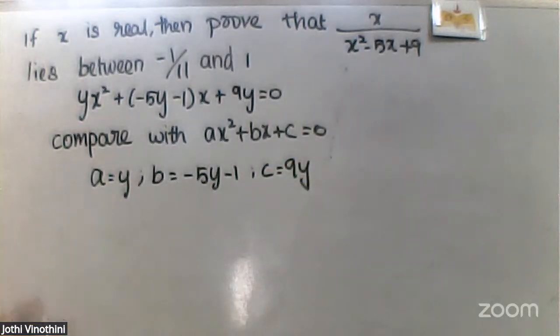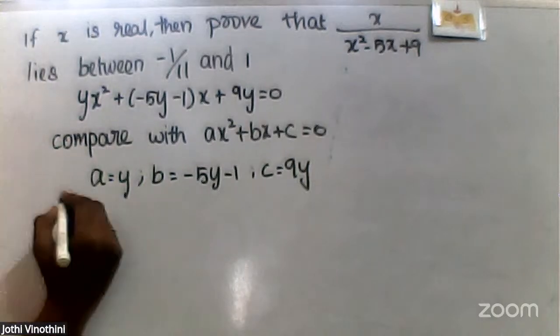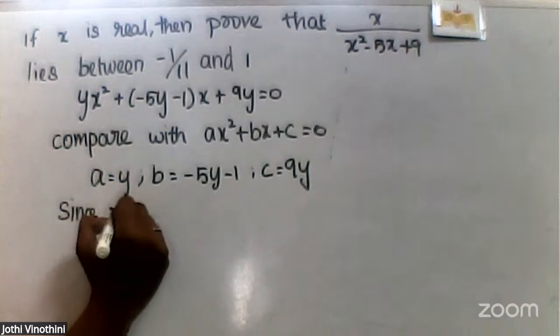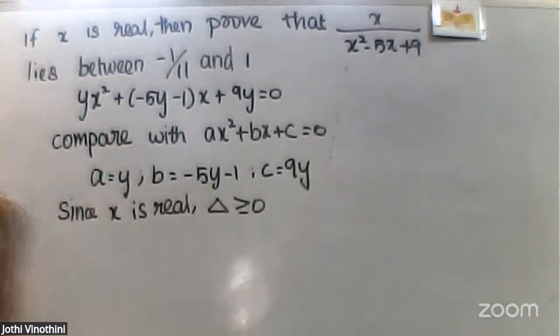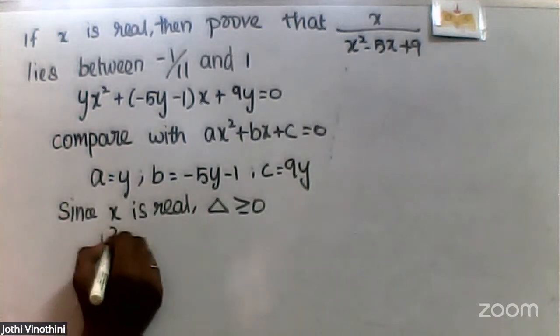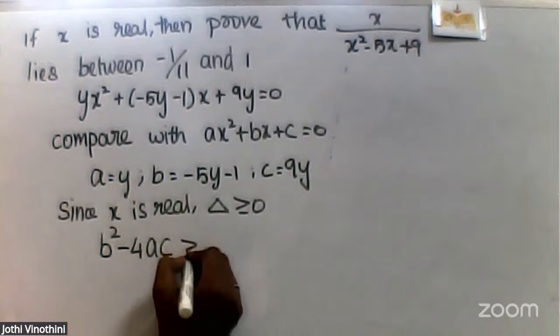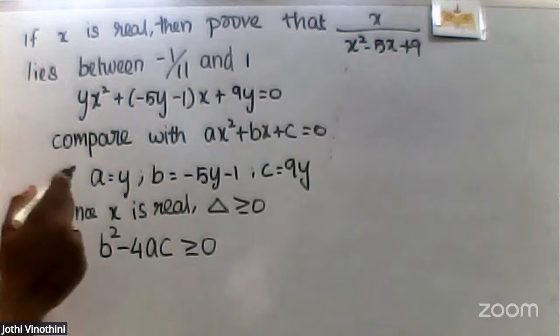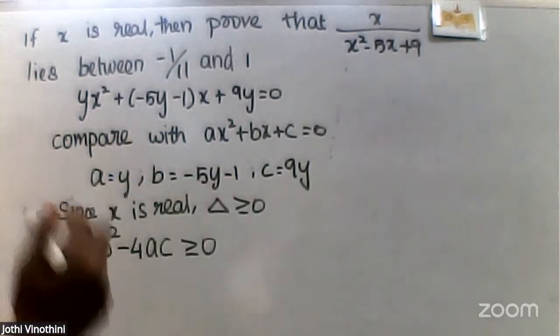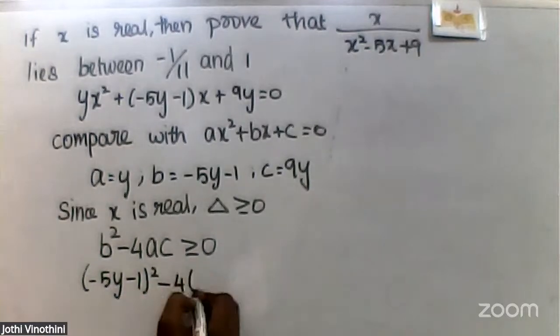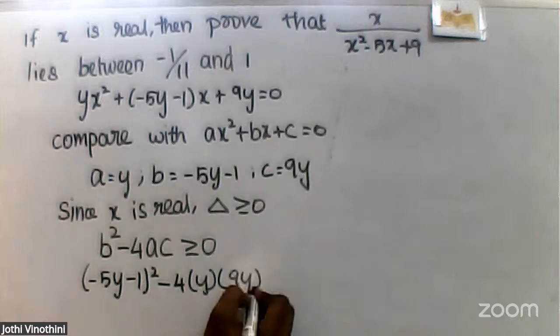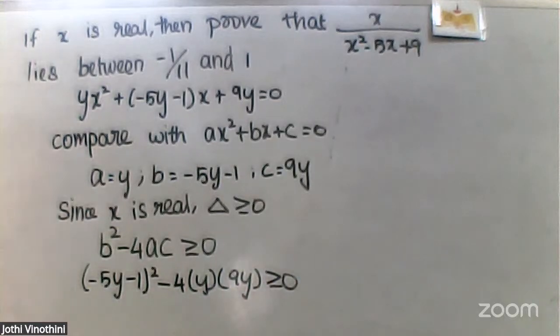So what's given in the question? According to the question, x is real. So we can write, since x is real, that del must be greater than or equal to 0. That means b squared minus 4ac must also be greater than or equal to 0. We know the values of a, b, c here, so we can simply substitute: minus 5y minus 1 the whole squared minus 4 multiplied by y multiplied by 9y must be greater than or equal to 0.